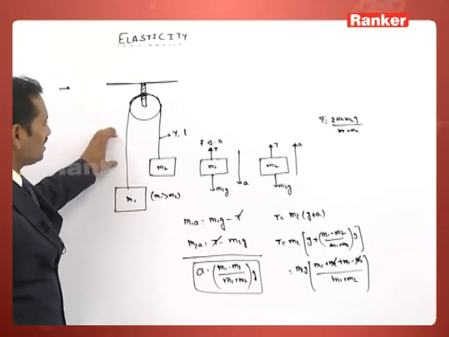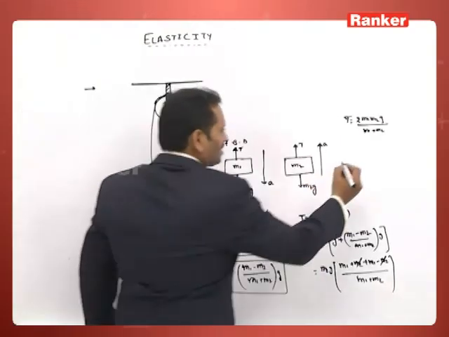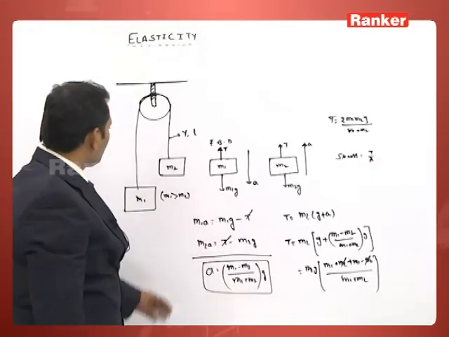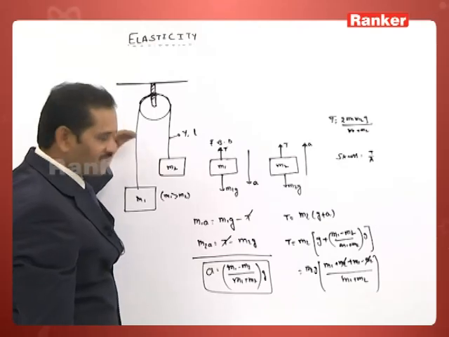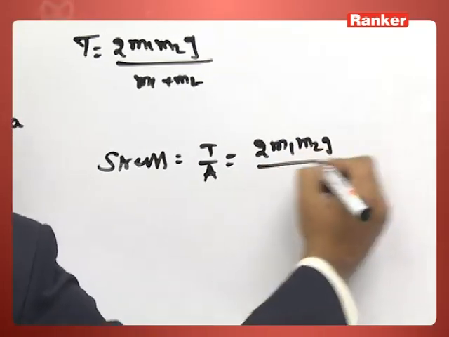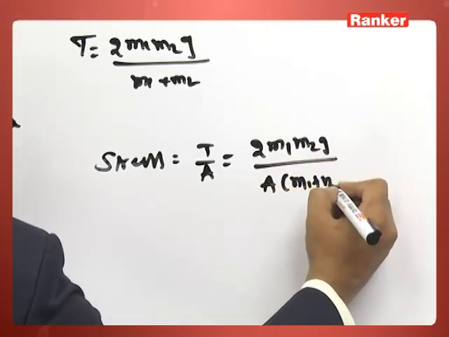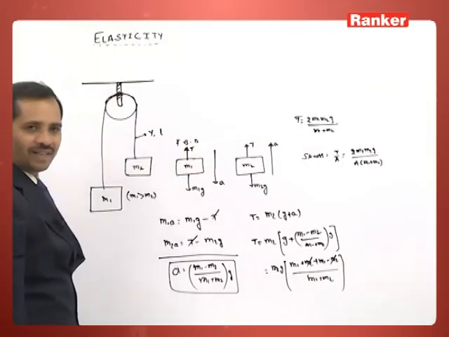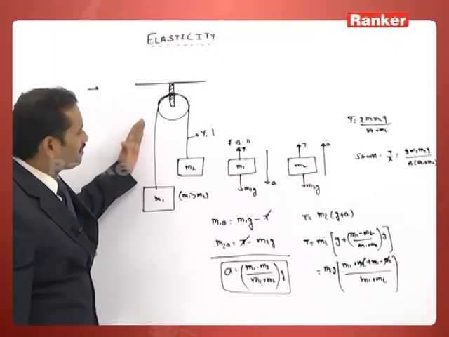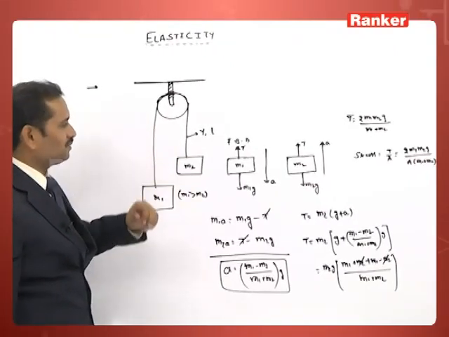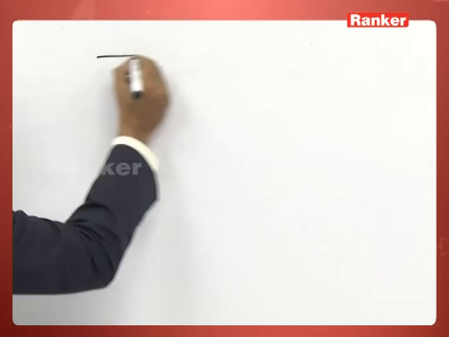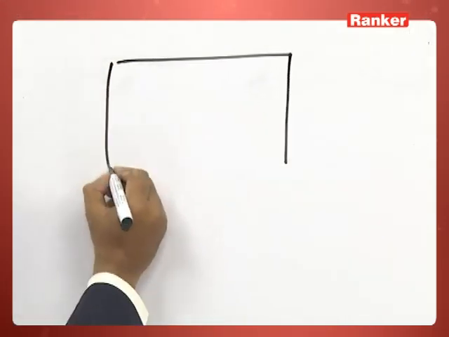They will ask us like this: how to get the stress? Stress equal to T by A, where the area of cross section they will give us. Then stress is 2 m1 m2 g by A into (m1 plus m2). This is the stress developed in the wire. This is one of the applications with Atwood machine. Like this, each and every connected body they can give you in the case of the elasticity chapter. I want to give connectivity with pseudo force.